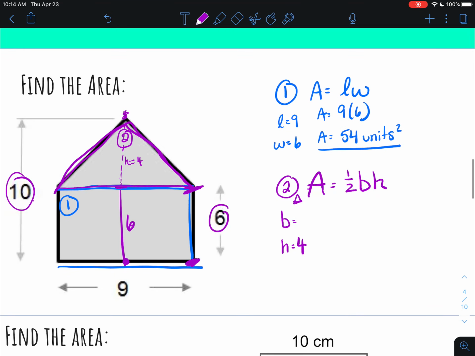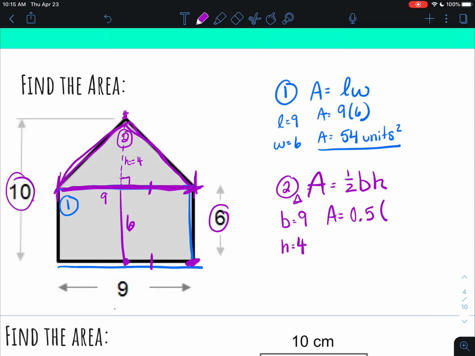And then we still need to figure out the base. The base always makes a right angle with the height. So our base is going to be from here to here, this right here. And if you use your rectangle rules, if this side right here is 9, that means this side right here is also 9. So our base is 9 units. So now we can plug that in.